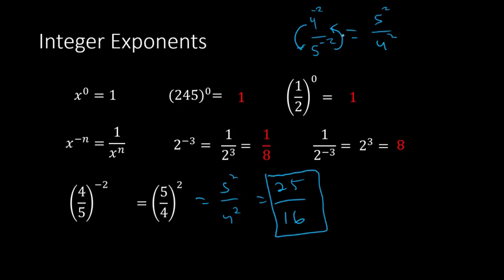So this up here was the longer way. The shorter way is realizing the negative will simply switch the numerator and denominator, and so we have 5 over 4 squared.